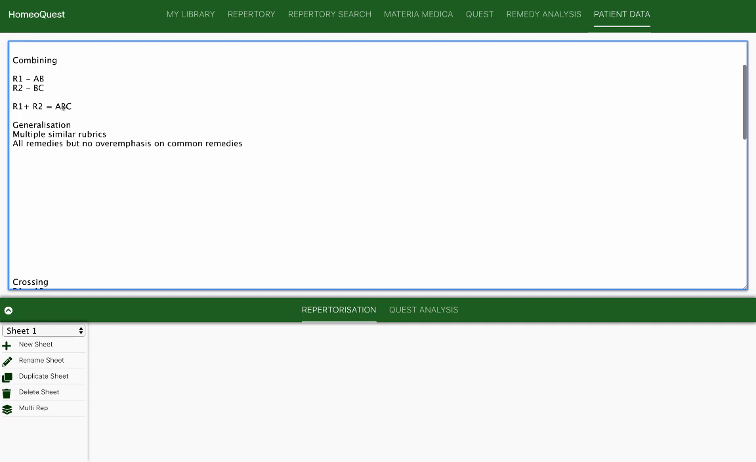So where and how do you use it? Why do you need it? Combining is like the core of a generalization process, which is necessary for any form of repertorization. You're looking for big, broad rubrics. If there are multiple similar rubrics, your symptom is scattered into all these small rubrics. You want to bring it together and create a large, broad rubric so that all the remedies are considered, but you do not overemphasize one specific common remedy in that.